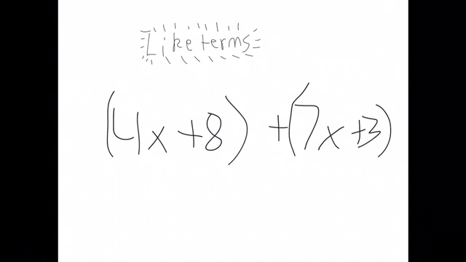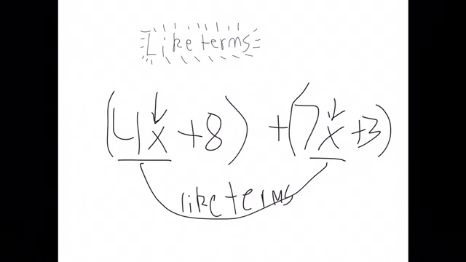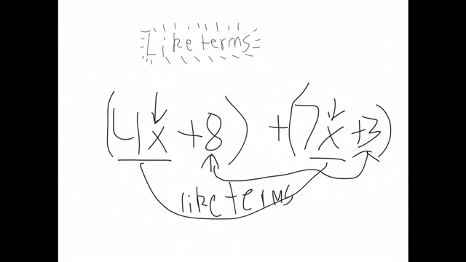Now, we have to find the like terms. As you can see, 4x and 7x both have x's, so those are like terms. And we also have 8 right here and 3, because those are both like terms too. They don't have any variables like x or y or any other variable. So those would also be like terms.